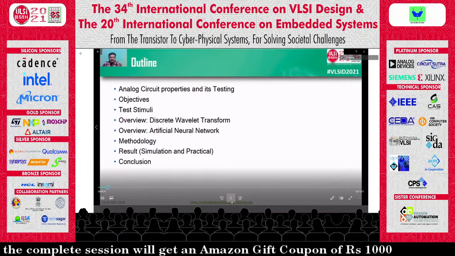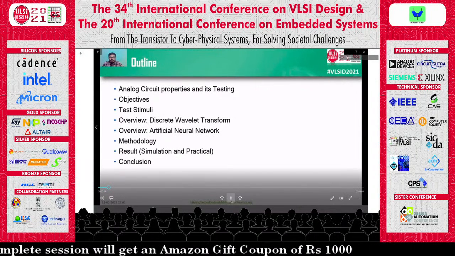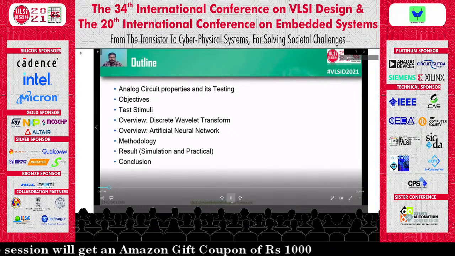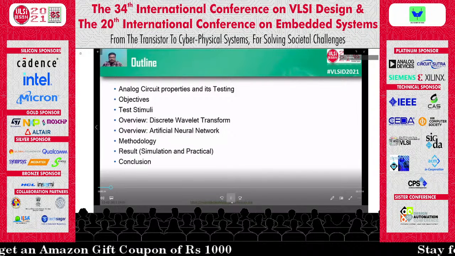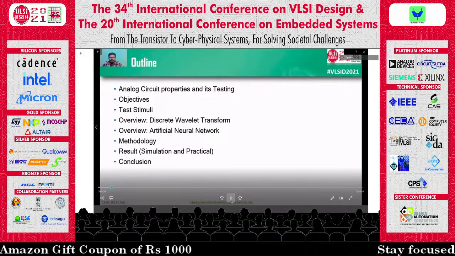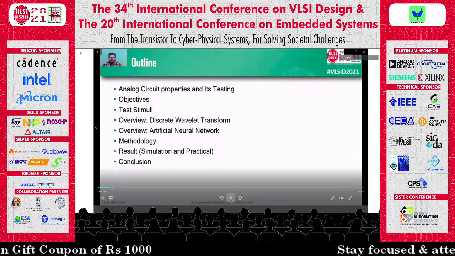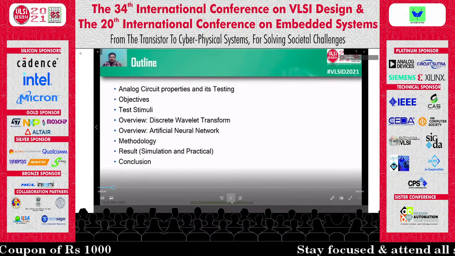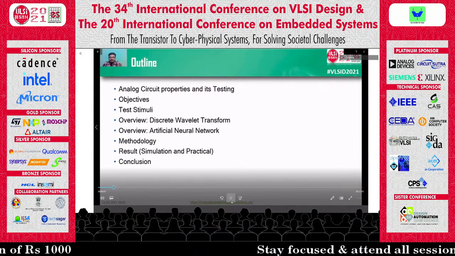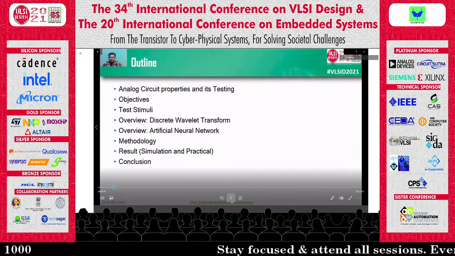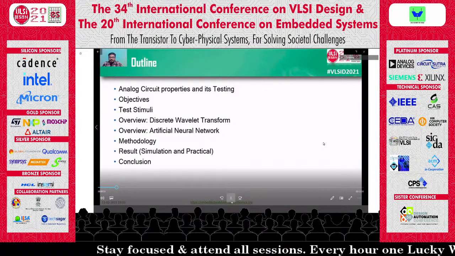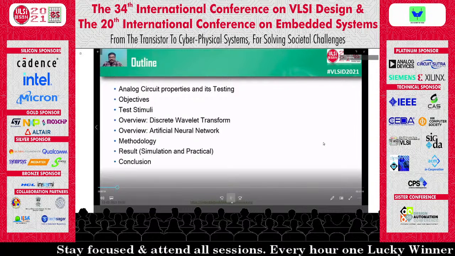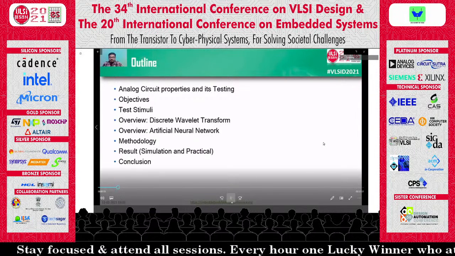This will be the outline of my talk. First, I will discuss the properties of analog circuits and their challenges during testing. Next, I will discuss the test stimuli used in this work. The proposed technique will be discussed in two parts. First, discrete wavelet transformation and multi-resolution analysis, then artificial neural network as the prediction algorithm. Then the proposed methodology is discussed along with the result on an operational amplifier. Finally, I will conclude after discussing the advantages and disadvantages of this methodology.